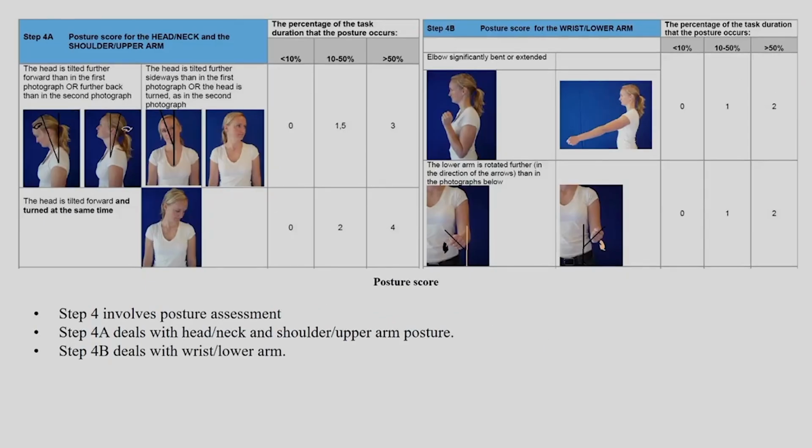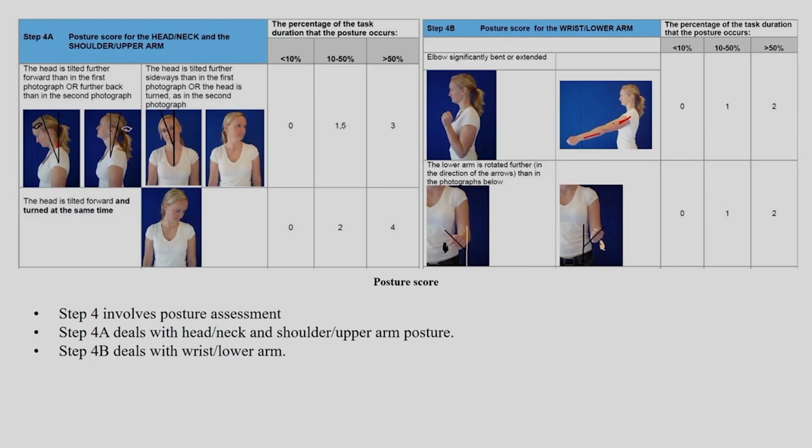The next part is posture. So, posture score for the head or neck and the shoulder and upper arm. Okay, so you can see there are two divisions. One is for the neck and another is for the hand and shoulder and upper arm.